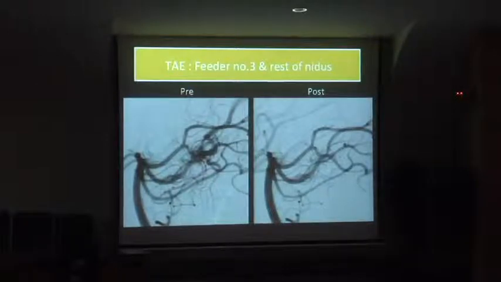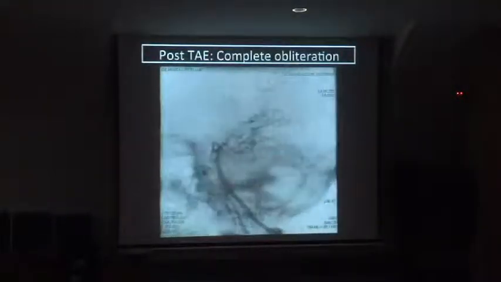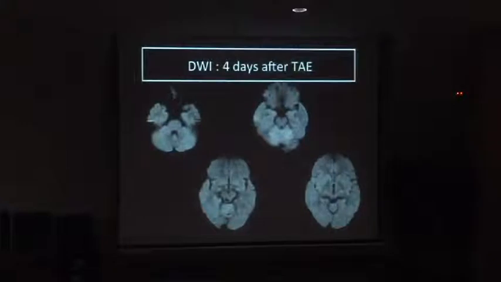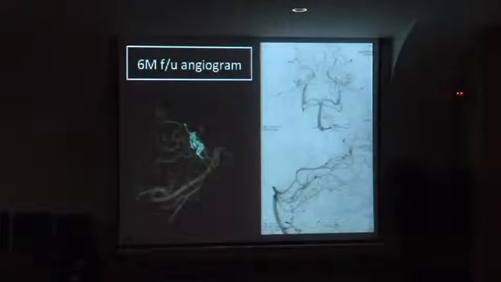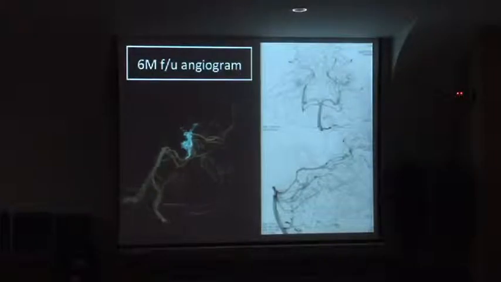After the embolization, DSA demonstrates the complete obliteration of the AVM. On rotational angiography, we can see the complete obliteration of the AVM. And there is no infarction on the diffusion weighted image 4 days after the treatment. And the T2 weighted image dramatically improved after treatment. I'm very lucky, so the patient has no neurological deficit. And the 6 months follow-up angiogram shows the AVM has gone angiographically.